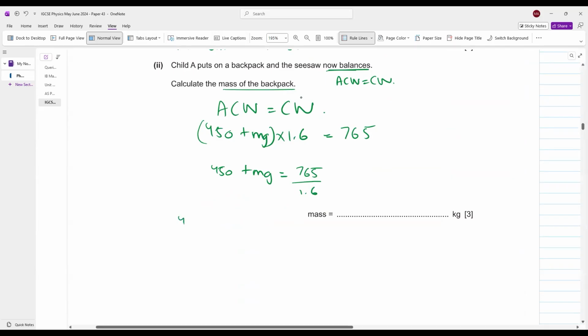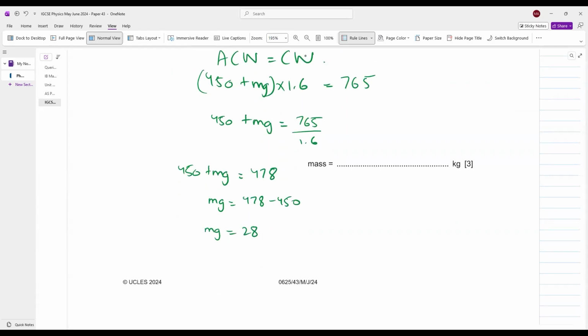478. 450 plus mg is equal to what? 478. mg is equal to what? 478 minus 450. mg is equal to 28. Now, whenever we are not given the value of g, what do we take the value of g as? 9.8. 28. Can you calculate the mass? 28 divided by 9.8. What is your answer coming out to be? 2.9 kg is your answer for the mass. Simple. Let's further move ahead.